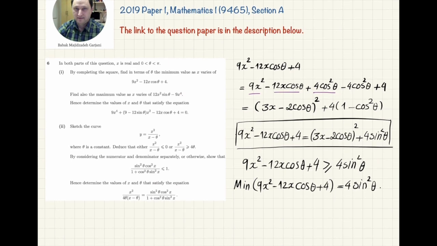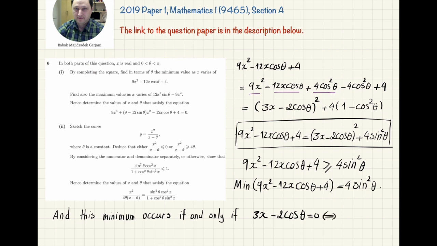Okay, and this minimum, let me write it here, occurs if and only if 3x minus 2 cosine theta is 0. So if and only if x is equal to 2 over 3 cosine theta.